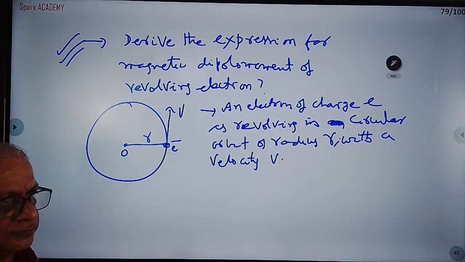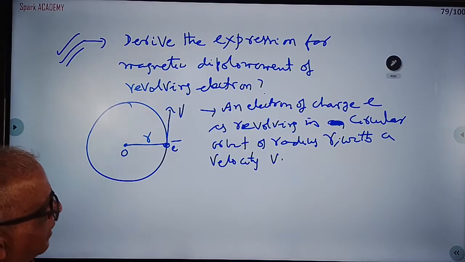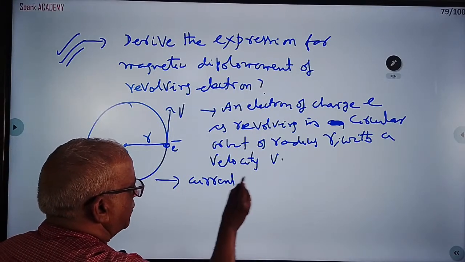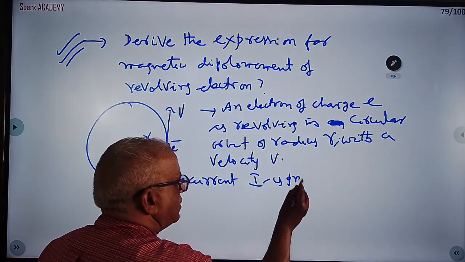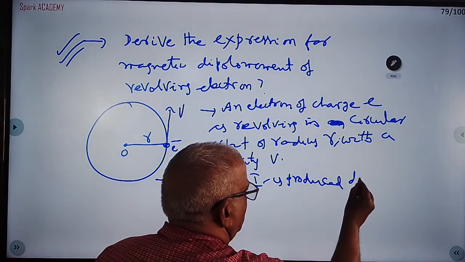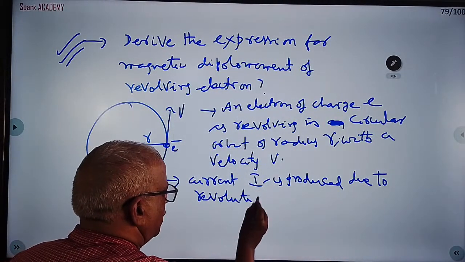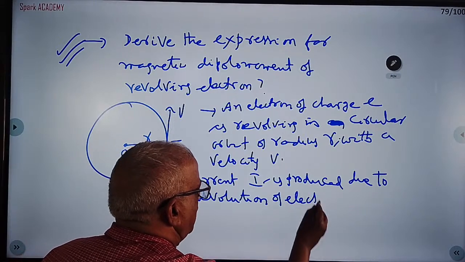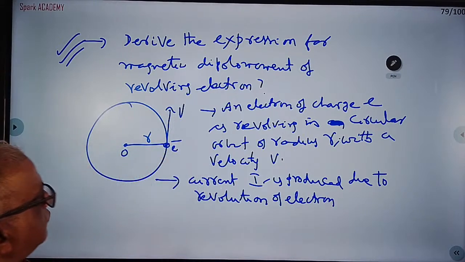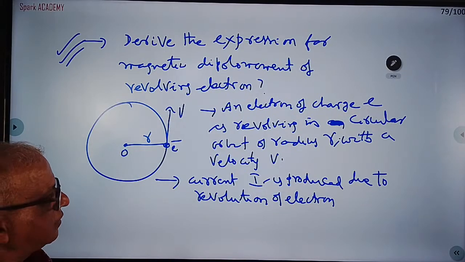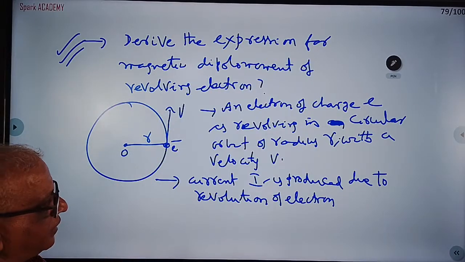What is current? Charge by time period. First I am writing current. Current I is produced due to the revolution of the electron. Current travels opposite to the direction of the electron. If the electron is moving anti-clockwise, the current will be clockwise.